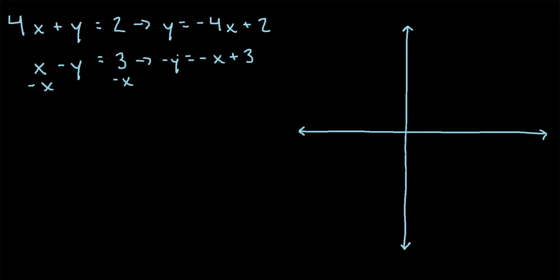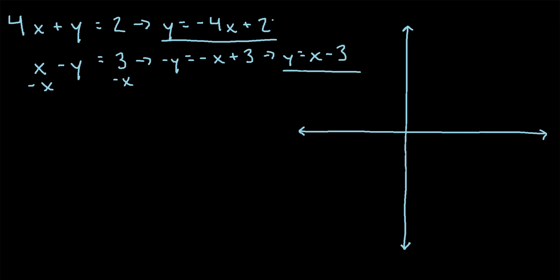And the last step is we need to get this negative y to be a positive y. So we can multiply every single term by a negative. So that will get us y is equal to, instead of negative x, now we have a positive x. And instead of positive 3, we have minus 3. So here are our two equations that we will graph: y is negative 4x plus 2, and y equals x minus 3.